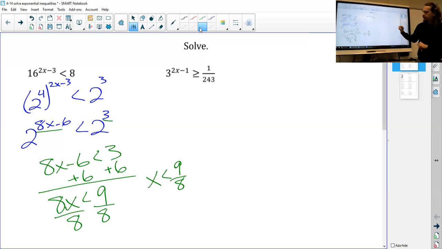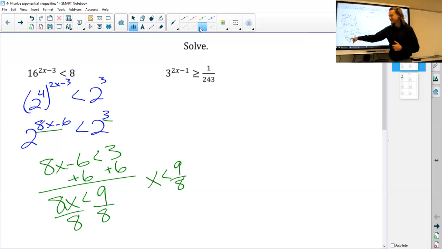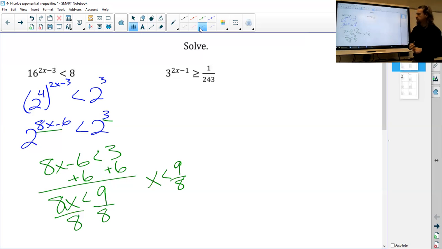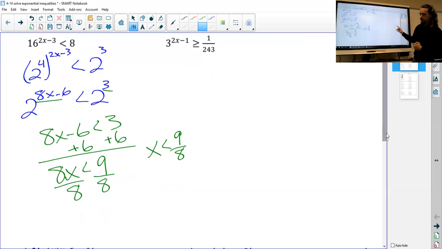Okay, so notice nothing changed. We did all the same steps, only instead of an equal sign, we had this less than sign. So you need to follow your rules for inequalities. Like if we had divided by -8 here, we would have had to flip it from less than to greater than.